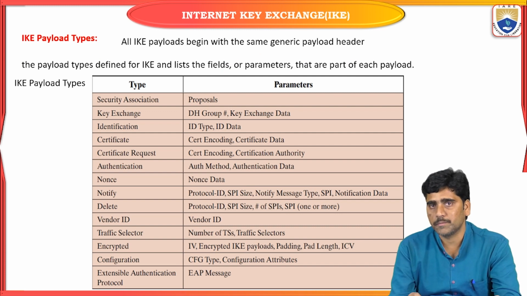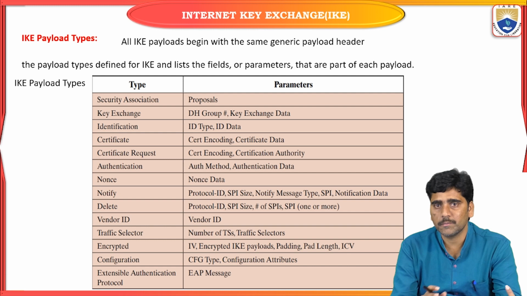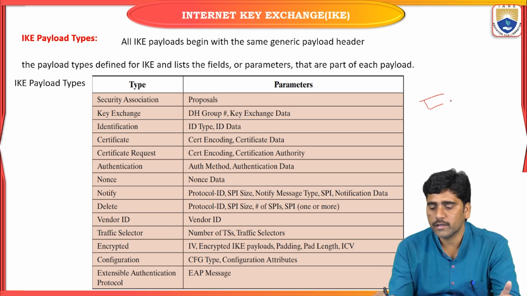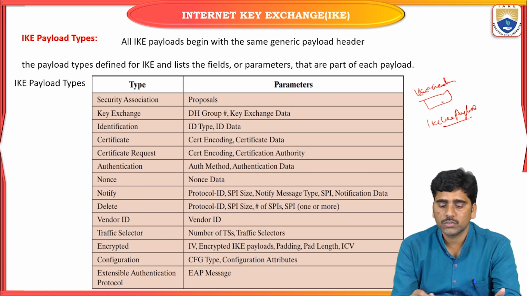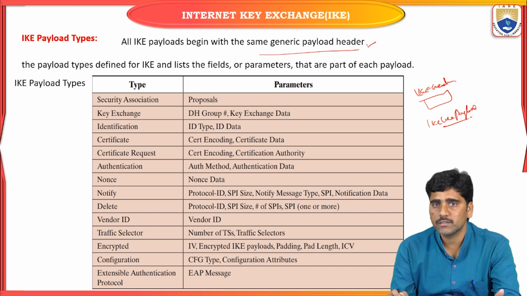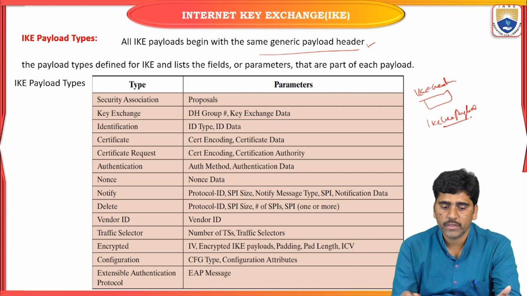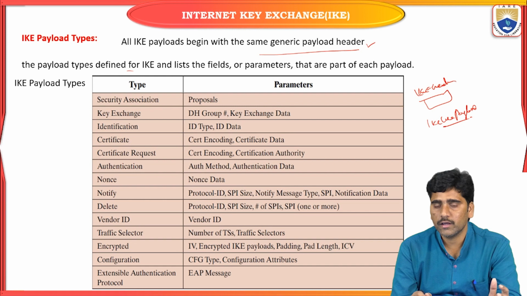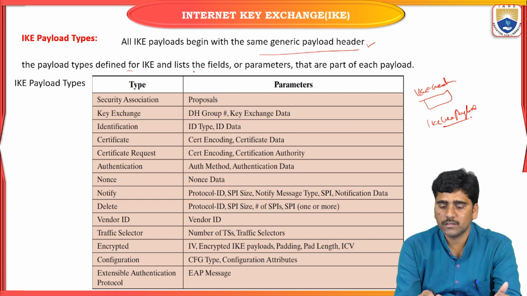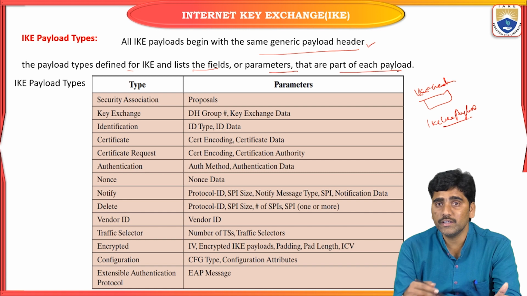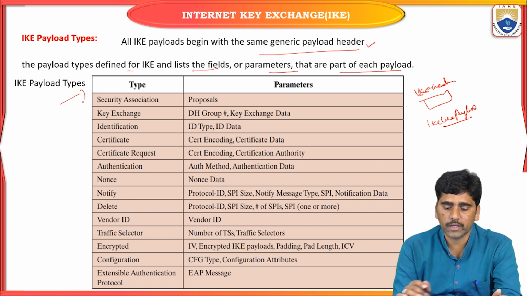So, IKE payload types. What are the different payload types? We already said there is the IKE header, followed by the payloads. All IKE payloads begin with the same generic payload header. The payload types defined for IKE are listed here, along with the list of fields or parameters that are part of each payload.